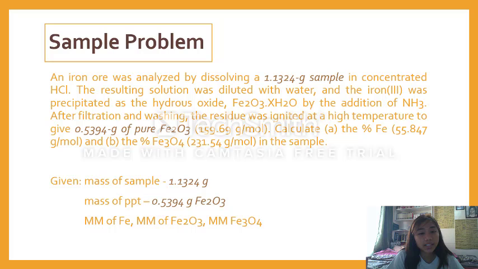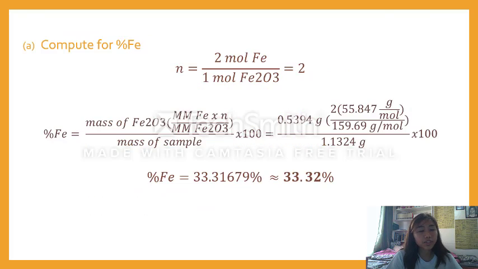So first, let us identify the given. We have the mass of sample, which is equivalent to 1.1324 grams. We also have the mass of the precipitate, which is equivalent to 0.5394 grams Fe2O3. And we are also given the molar masses of the components: molar mass of Fe, molar mass of Fe2O3, and molar mass of Fe3O4 in this sample problem. So let's proceed with the solution.